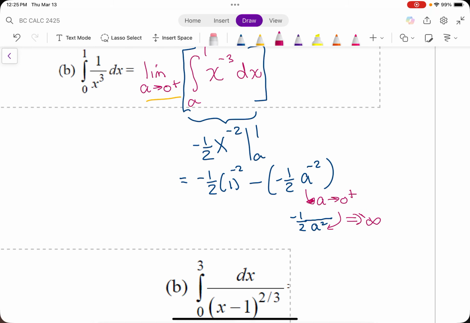But either way, this diverges. There's nothing else to evaluate. We noted that this right term goes to infinity. So we say this diverges. This integral diverges.